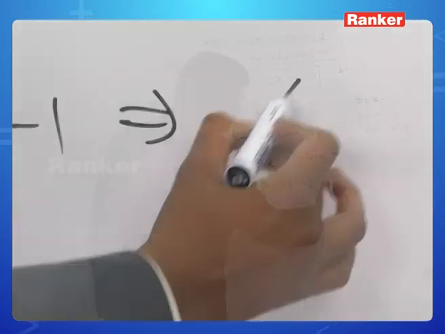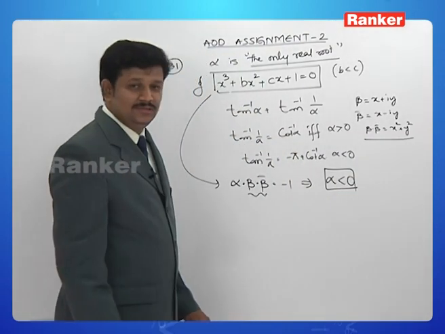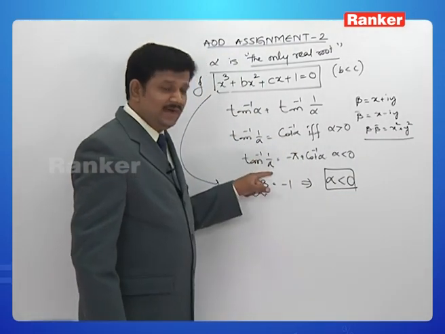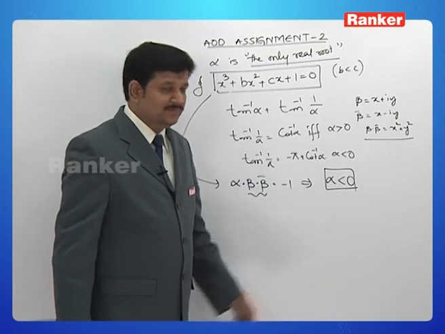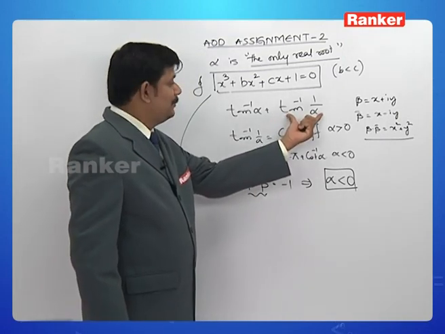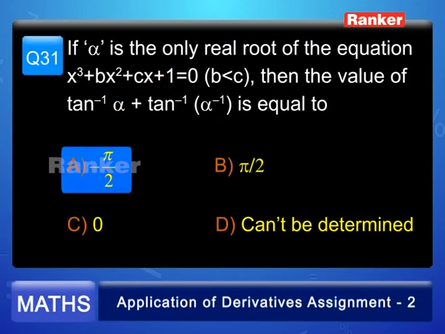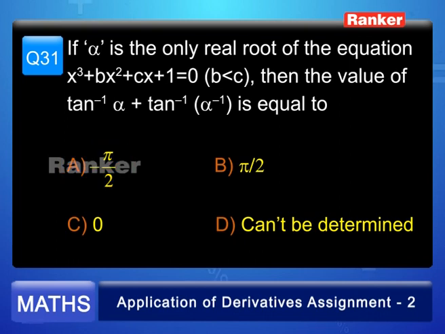So, from this we can conclude that alpha is negative, and as alpha is negative, tan inverse 1 by alpha will be minus pi plus cot inverse alpha, and so the answer would be minus pi plus pi by 2, which is minus pi by 2. So, the answer is option A, minus pi by 2.